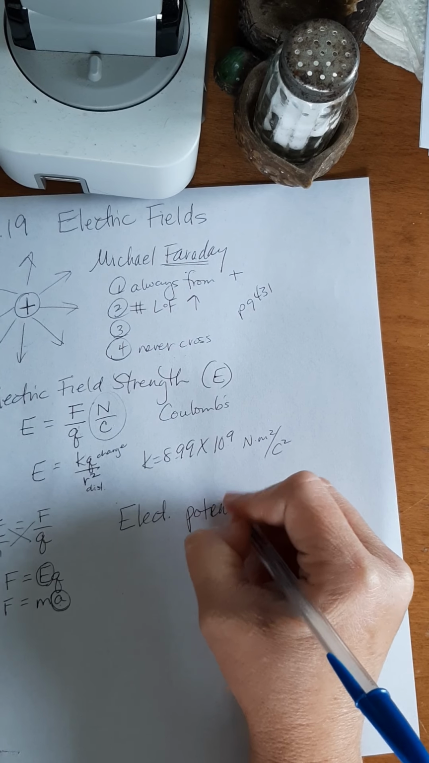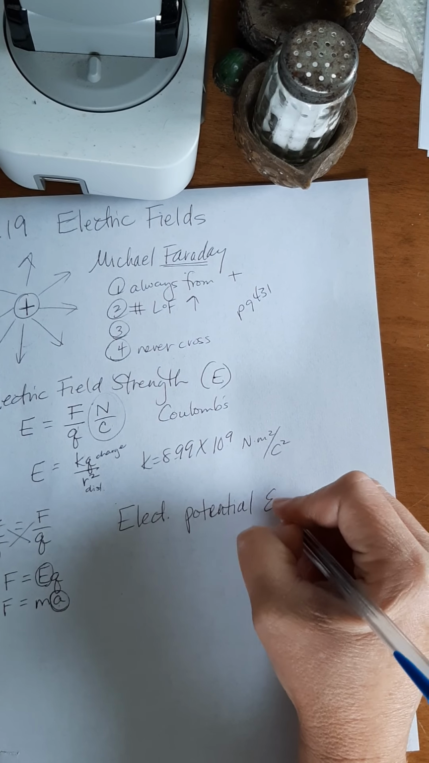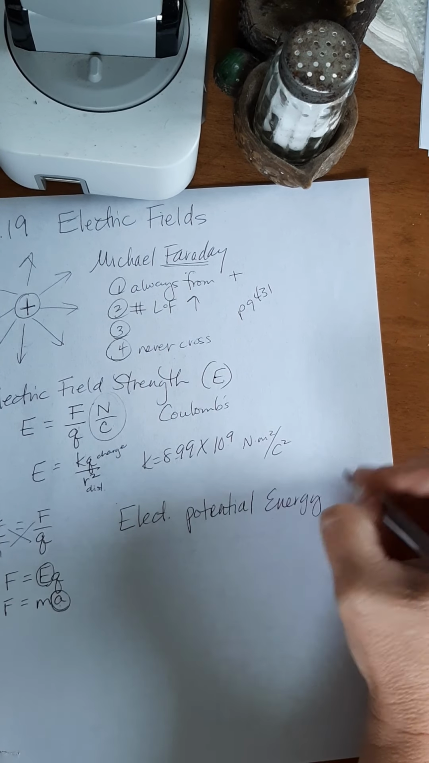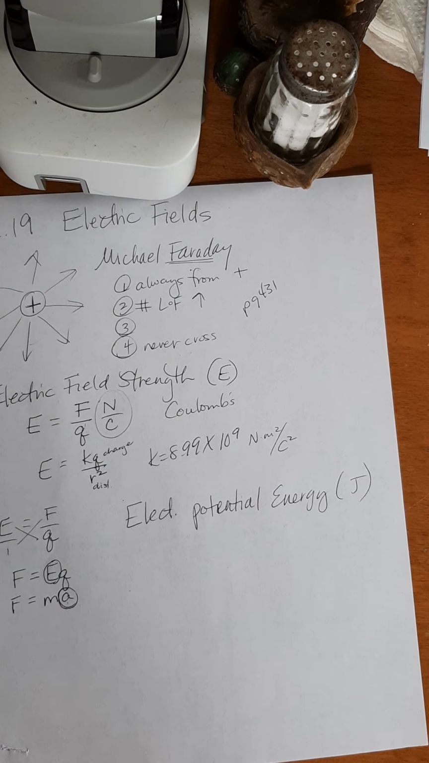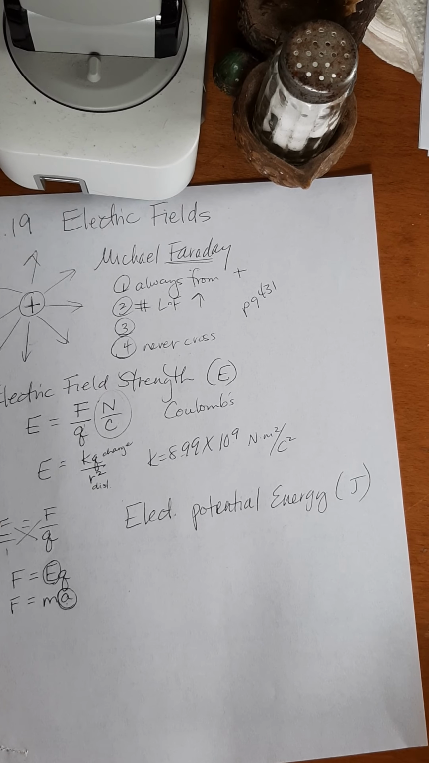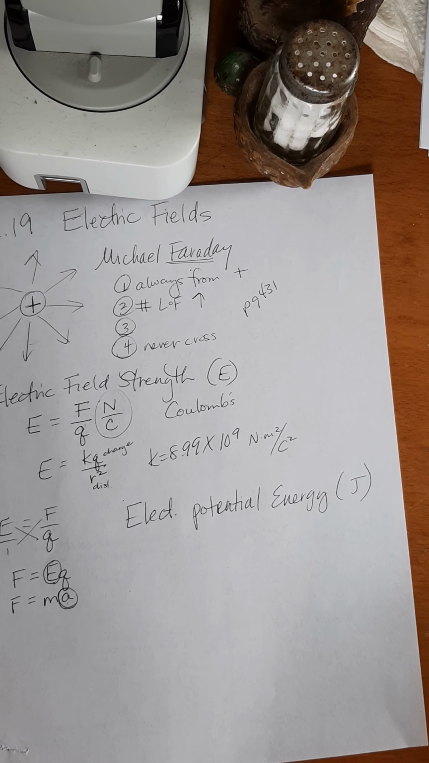You have electric potential energy. Now, since it's energy, guess what it's measured in? Yep, you got it. Joules. Now, electric potential energy is how much work it needs to move a charge to a particular place. It has to do with where it is, the location in the field.